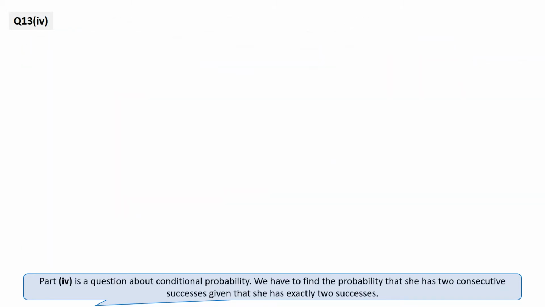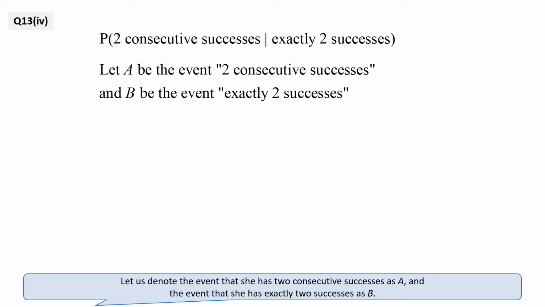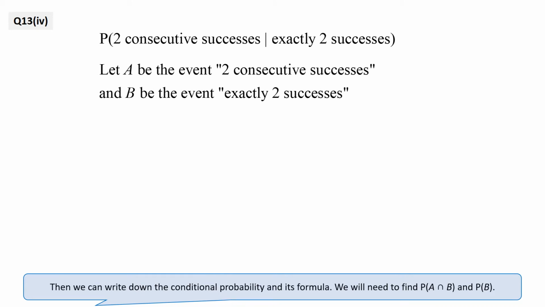Part 4 is a question about conditional probability. We have to find the probability that she has 2 consecutive successes, given that she has exactly 2 successes. Let us denote the event that she has 2 consecutive successes as A, and the event that she has exactly 2 successes as B. Then we can write down the conditional probability and this formula. We will need to find probability A intersection B and probability B.